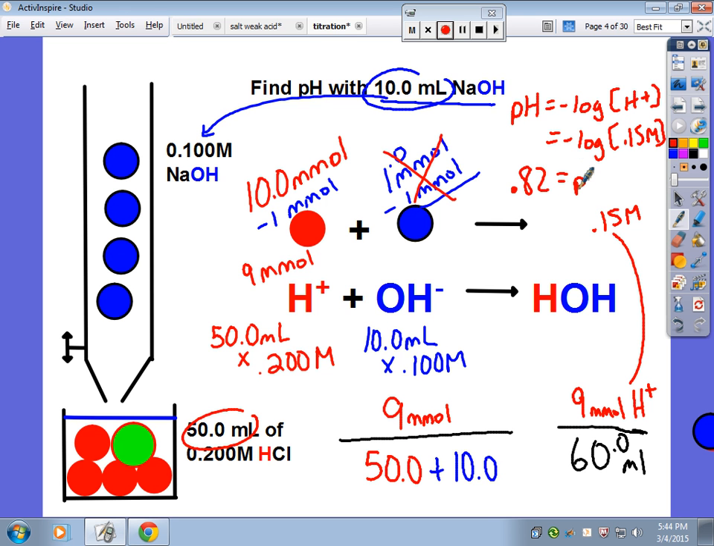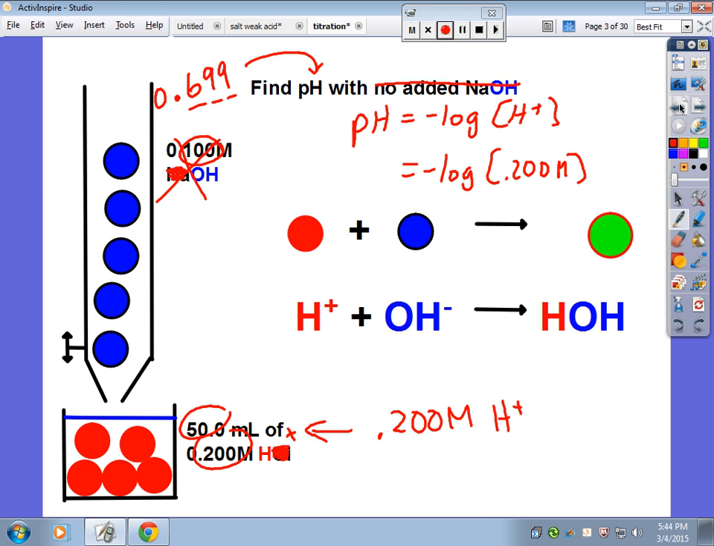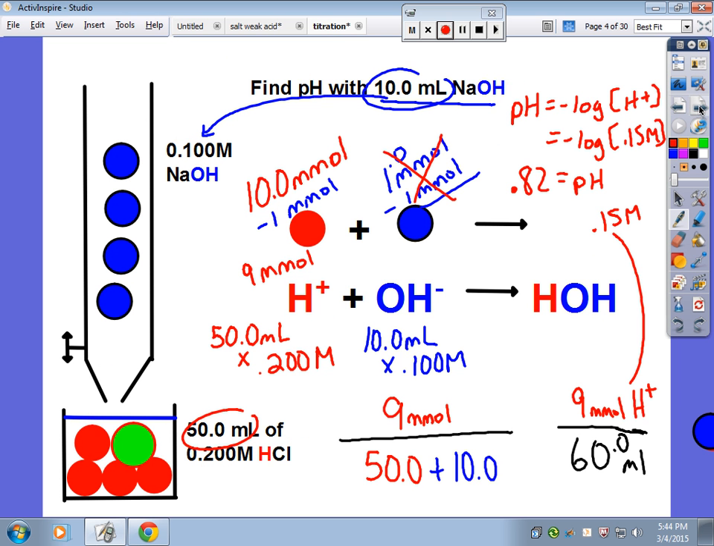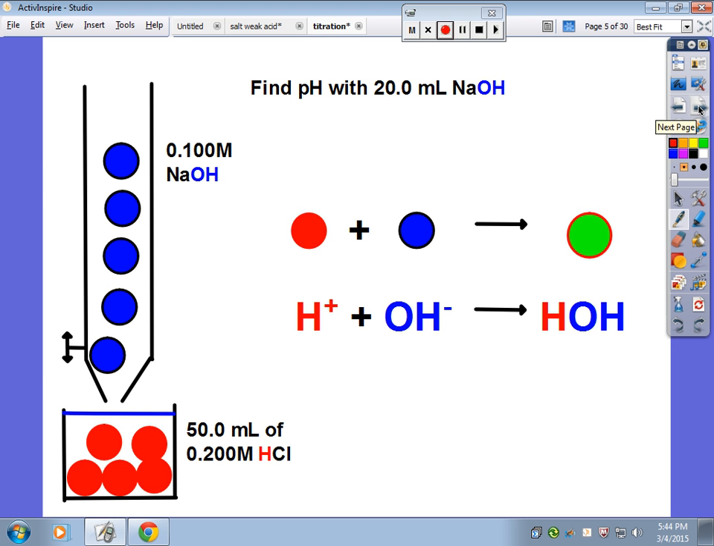That's my new pH. It's increasing, isn't it? It's moving further away from being an acid, more towards being a base. My first pH was 0.699. Now it's 0.82. It's shifting in this direction on my pH scale, which makes sense because I have fewer hydrogen ions. All right, now let's do our next problem.